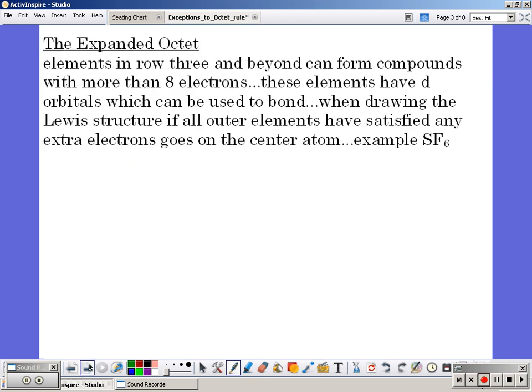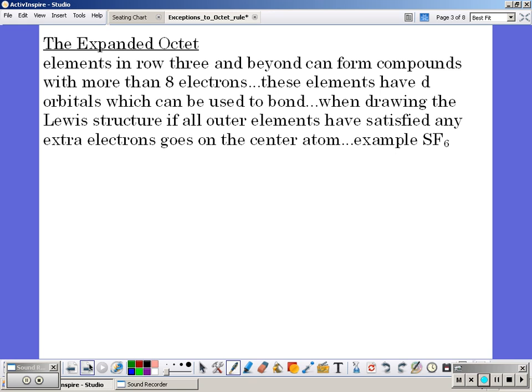The other type of exception is when we have an expanded octet, so we have more than 8. Elements in row 3 and beyond can form compounds with more than 8 electrons, and the reason is because they have d orbitals. We know that the 3rd energy level is the first time that we have access to the d sublevel, so that's why it's row 3 and below.